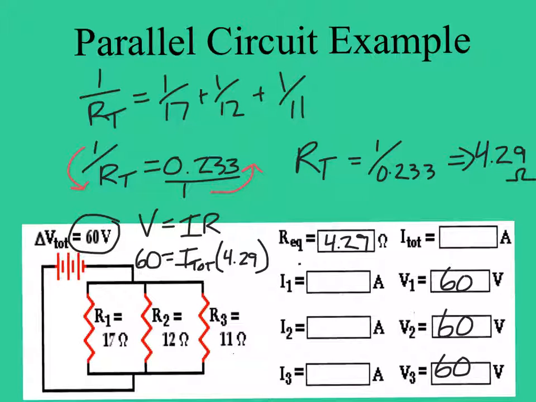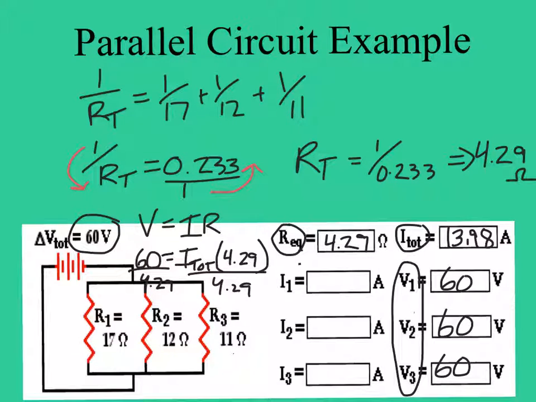If you put that in, divide by 4.29 to both sides, sorry for the overlap, you end up getting about 13.98 amps. So I'm going to write that over here since I ran out of room. 13.98 amps. All right? So we're plugging away. We know the total resistance, total current, and the fact that voltage stays constant throughout in a parallel circuit.